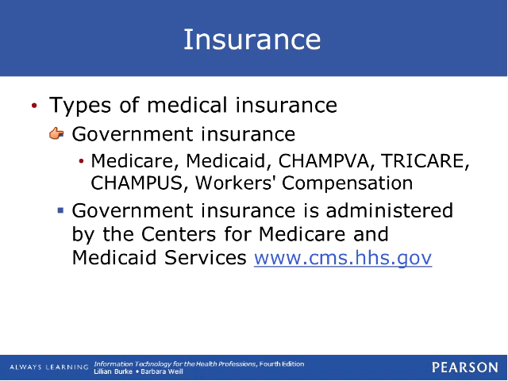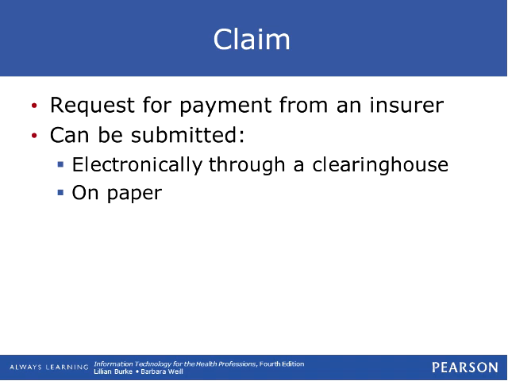Now, there are different types of medical insurance. There's government insurance that includes Medicare and Medicaid, CHAMPVA, which is the VA, the Veterans Administration, TRICARE, which goes along with military, CHAMPUS, along with military, and then workers' compensation. Government insurance is administered by the Centers for Medicare and Medicaid Services, or CMS, and there's the link to that. A claim is a request for payment from an insurer.